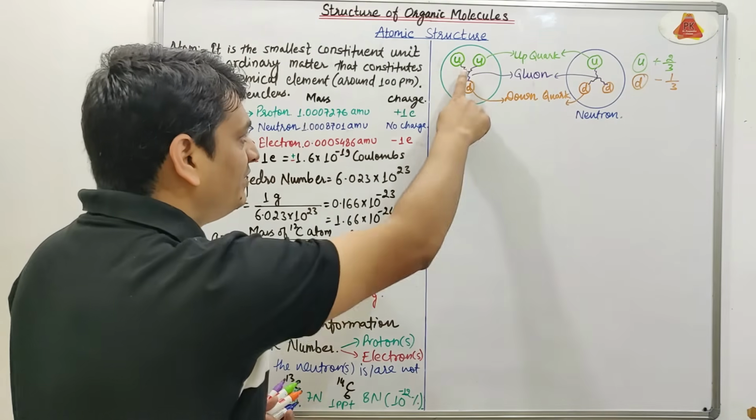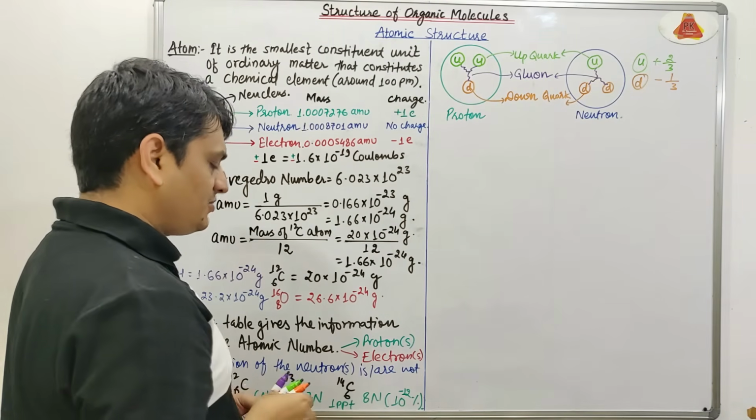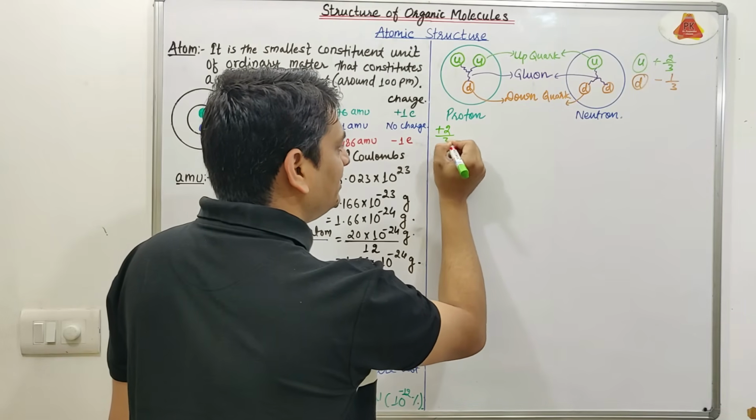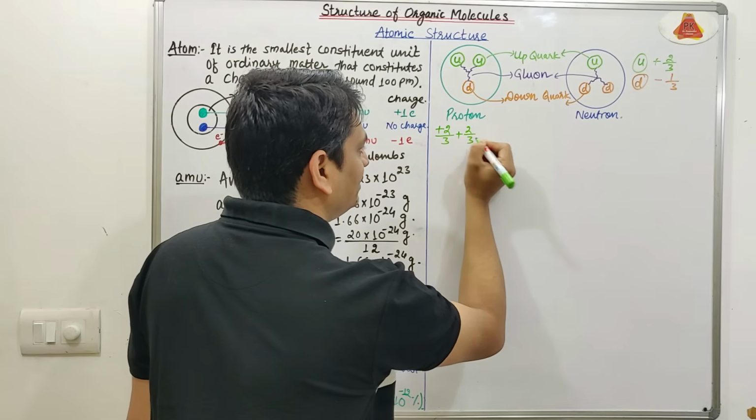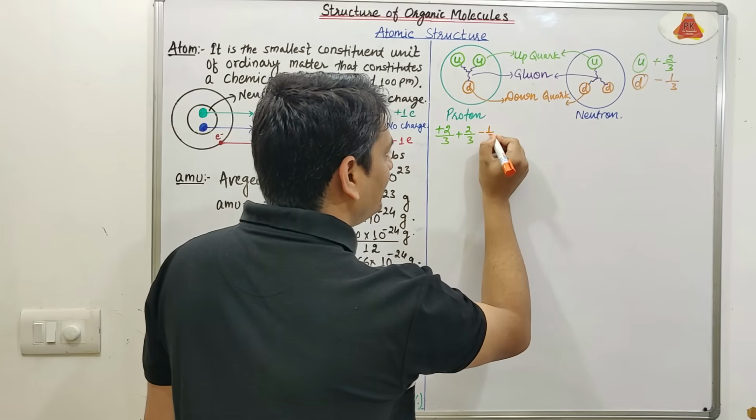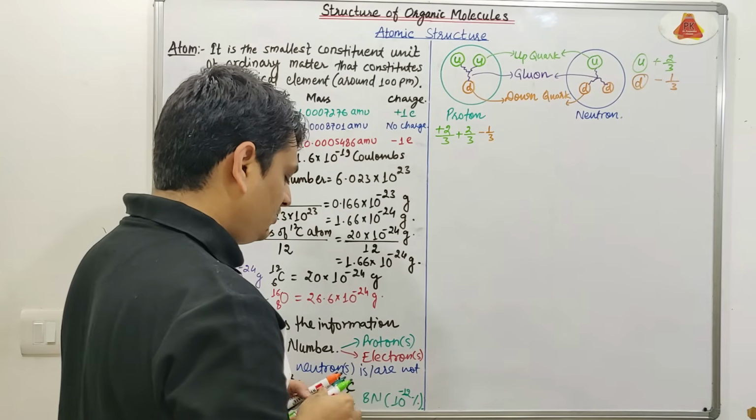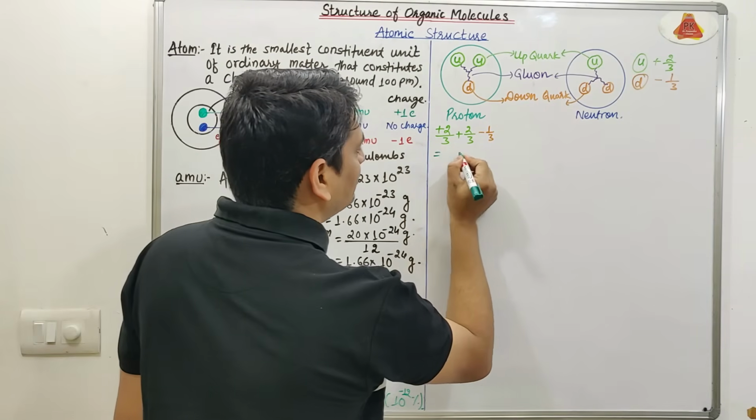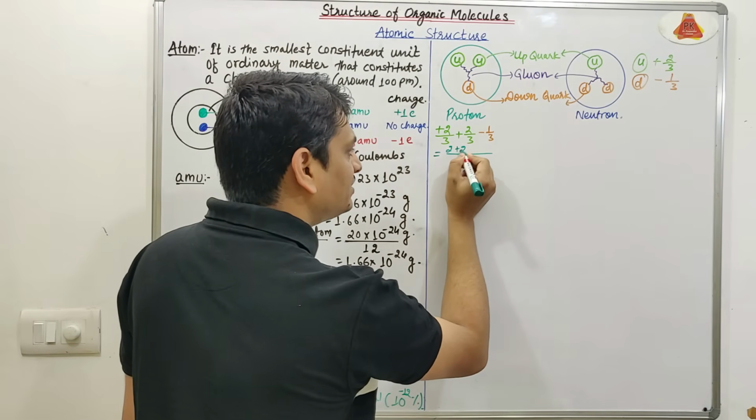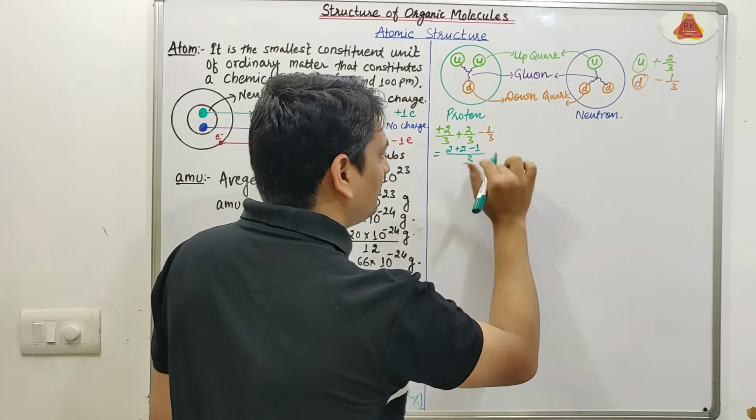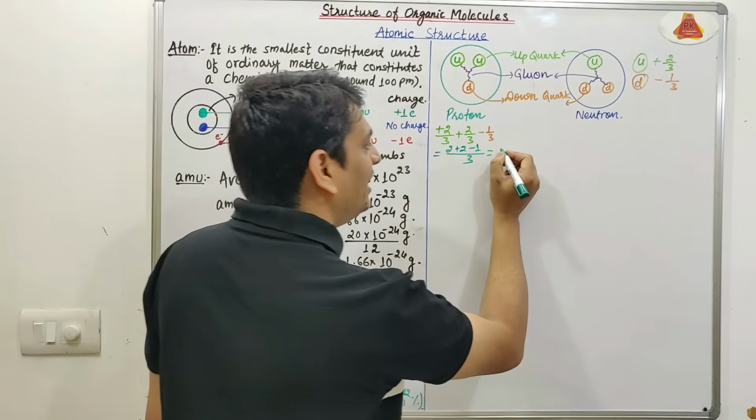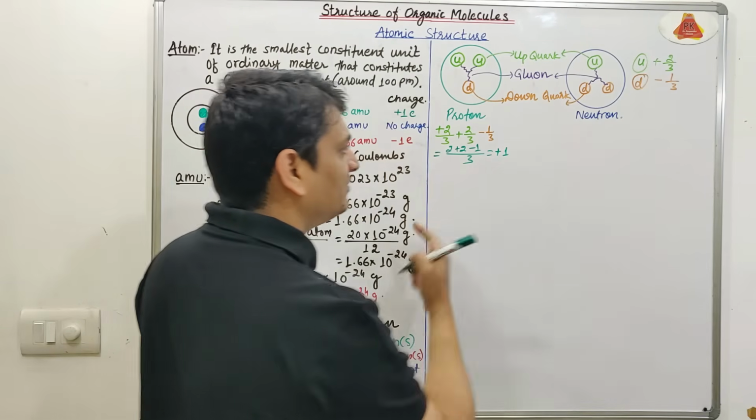Now coming to the complete charge for this proton. It contains 2 up quarks, meaning plus 2/3 plus 2/3, and it contains one down quark, so it will be minus 1/3. So it will be equal to, we will take 3 as common, so it will be 2 plus 2 minus 1. After solving we will get 4 minus 1, that will be 3/3, and 3/3 is equal to plus 1.